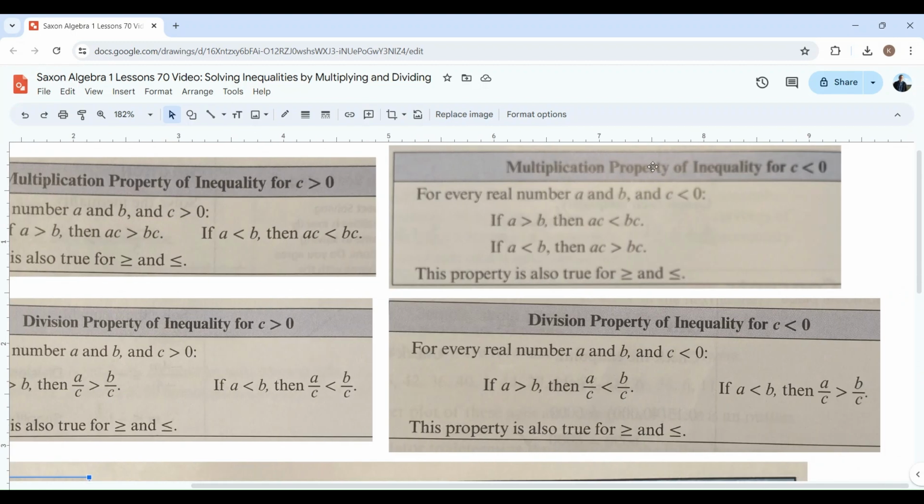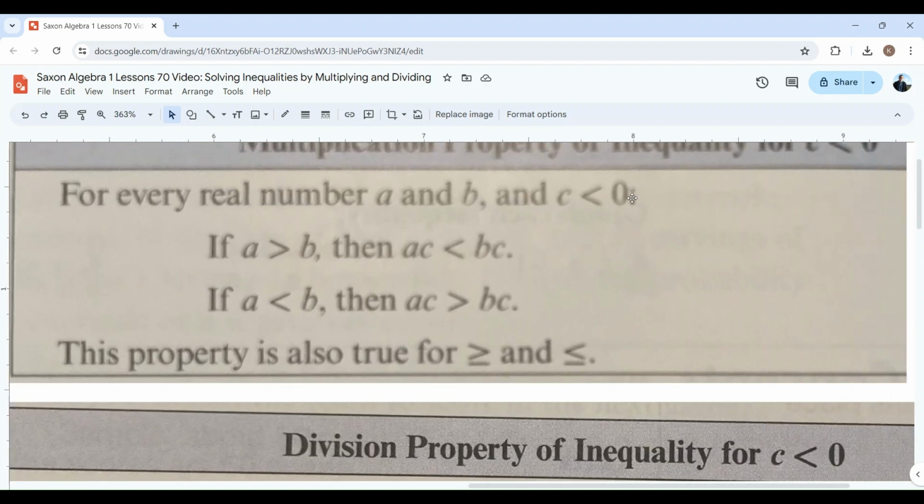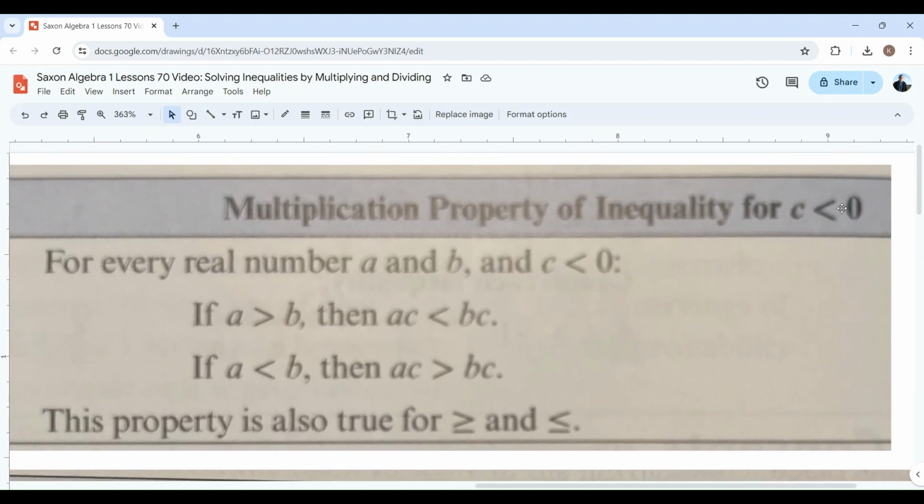Now, here's the thing you need to pay attention to. If you multiply an inequality by a number less than 0, in other words, by a negative number, let's say we're trying to solve A is greater than B, and we end up multiplying both sides by a C, which is a negative value. What happens to the sign? The sign flips when you multiply both sides of an inequality by a negative number.